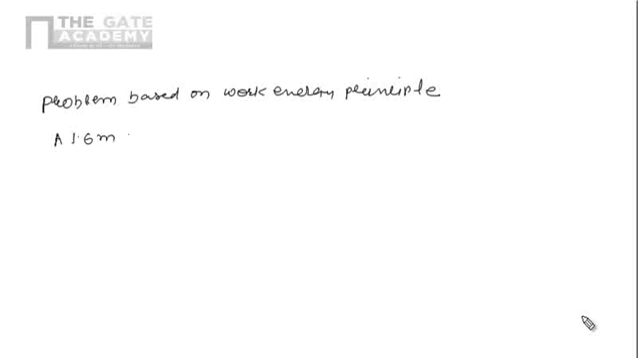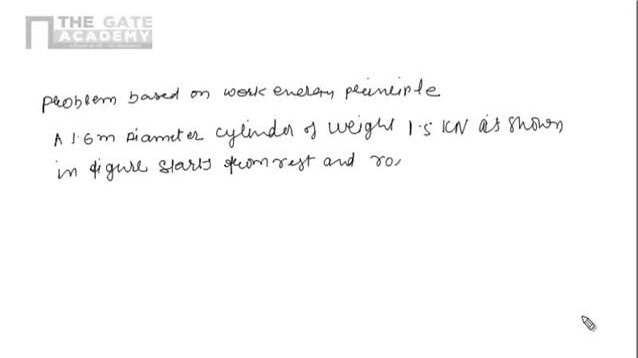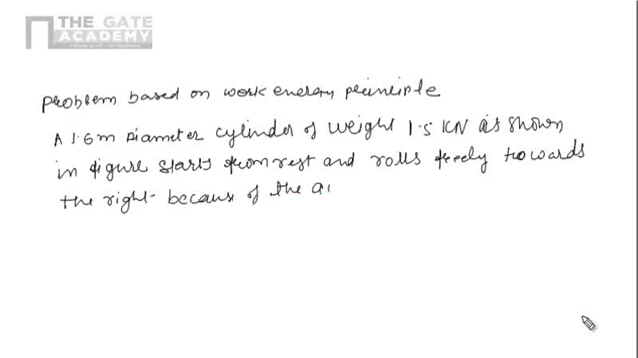A 1.6 meter diameter cylinder of weight 1.5 kilonewton, as shown in the figure, starts from rest and rolls freely towards the right because of the action of a 400 Newton weight.